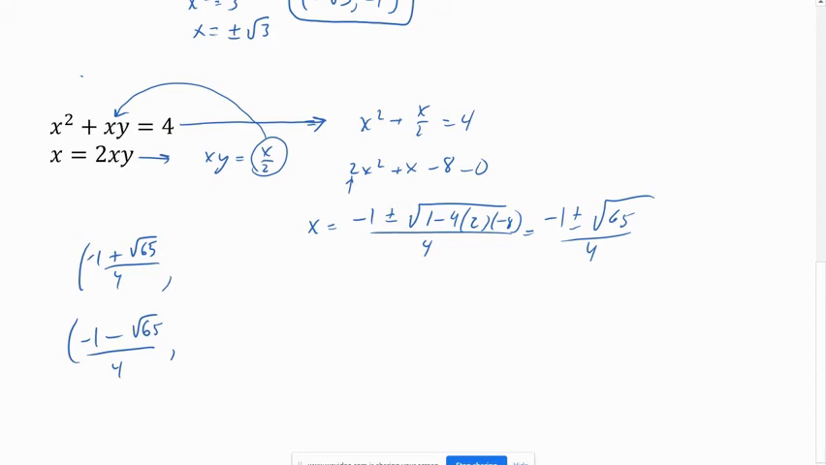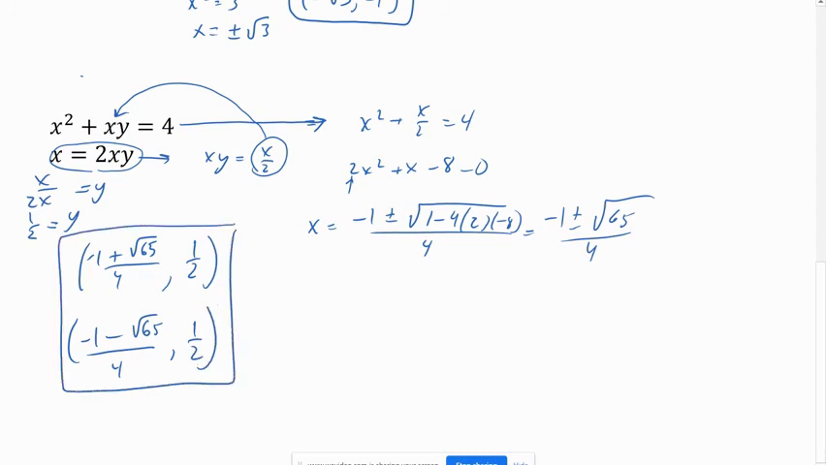And to get the matching y value, the easiest place to substitute it in is here, because I can then say y is equal to x divided by 2x, and so that's y equals 1/2. And so in both cases, I get y equals 1/2. And so those are my two solutions. Again, I can check those in Desmos.